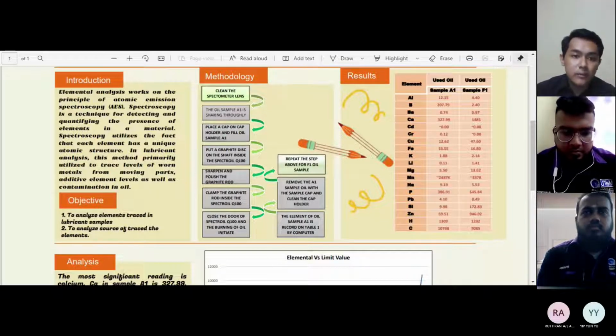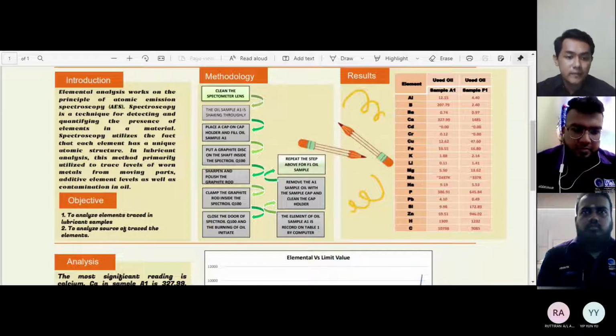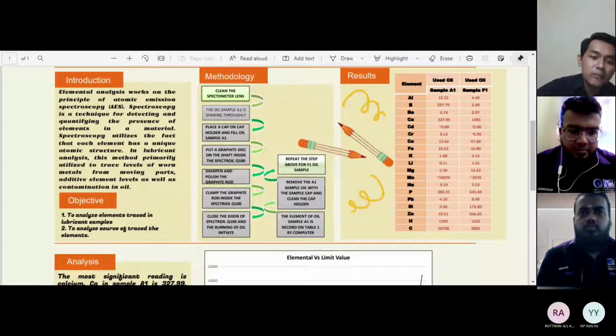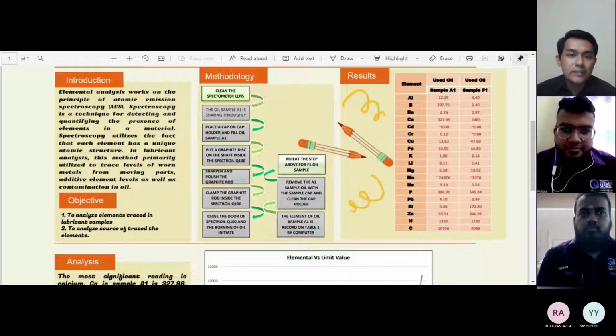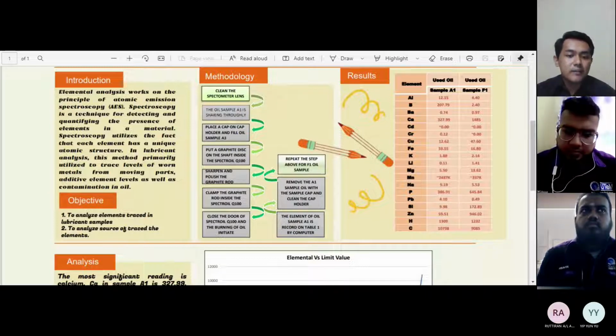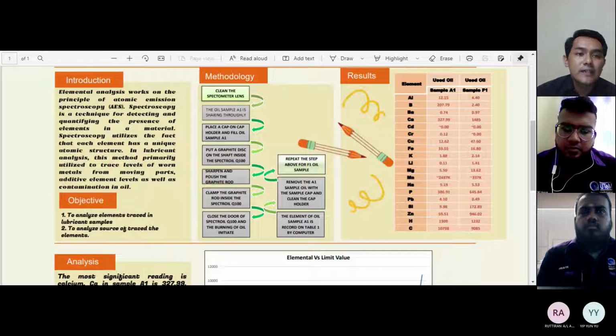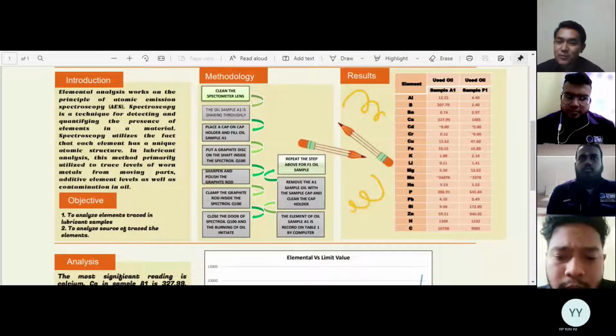After that, we do step 1 to step 10 again. We repeat it for the F1 oil sample, and after the experiment is done, we clean the Spectro Oil Q100 and the sample cap holder thoroughly. All right, so we move to Yip Yun Yu for the result.